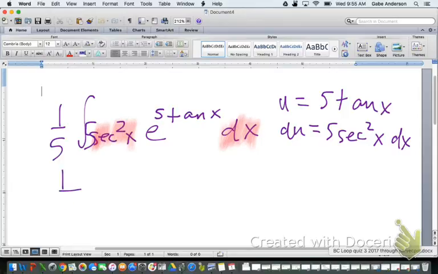So you'd end up with 1/5. And then what is the antiderivative of e to the u du? It would be e to the u times u prime. No, oh, just e to the u. I think you were doing a derivative, yep.